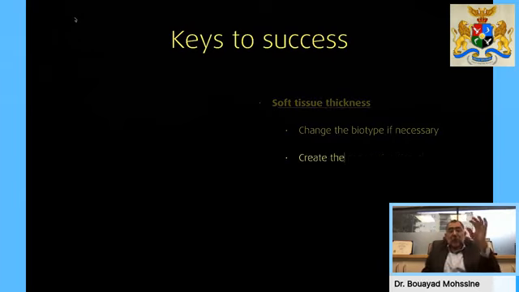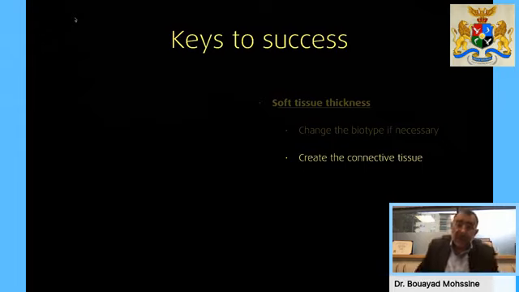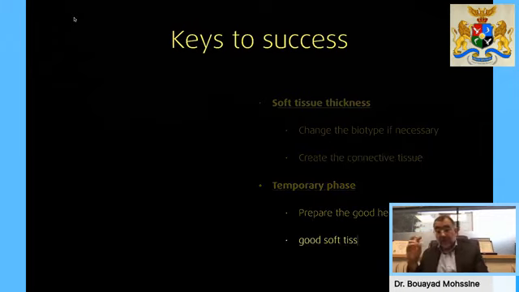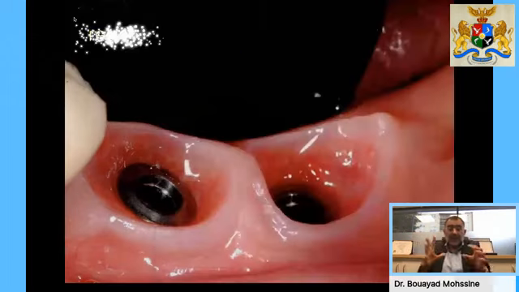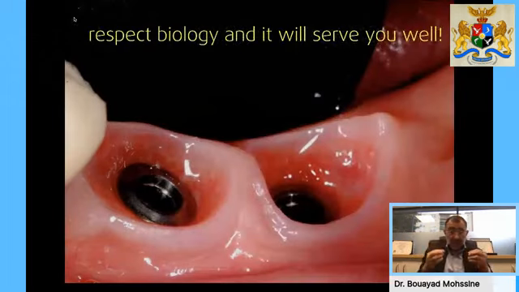And we have to modify, if it's necessary, the biotype of our soft tissue thickness to create a new connective tissue in order to have a good volume of soft tissue around the implant. And in the temporary phase, we have to prepare good healing and good soft tissue maturation. In general, in the end, if you respect the biology, it will serve you well.